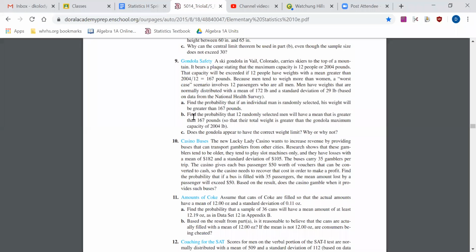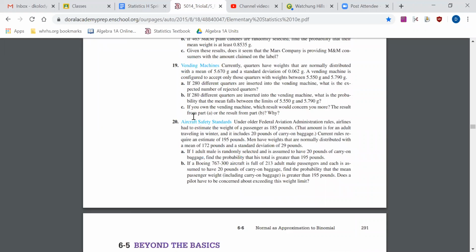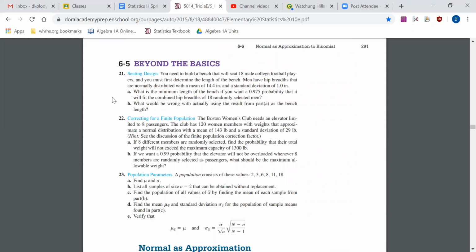Okay, 21A. What did it say? Let's find out. You need to build a bench that will seat 18 male college football players, and you must first determine the length of the bench. Men have hip breadths, which is basically a width, that are normally distributed with a mean of 14.4 inches and a standard deviation of 1 inch. What is the minimum length of the bench if you want a 0.975 probability that it will fit the combined hip breadths of 18 randomly selected men?